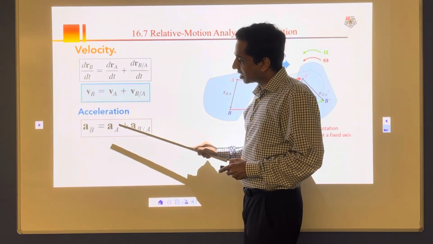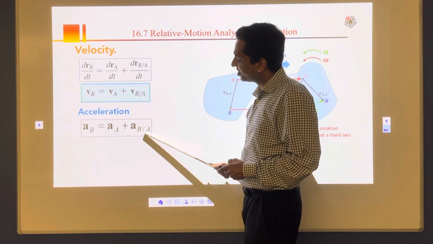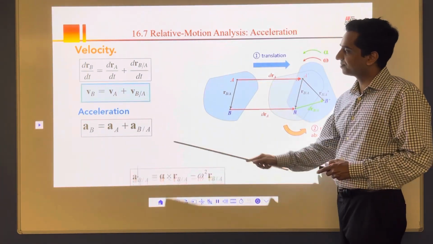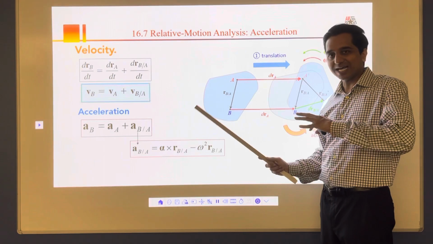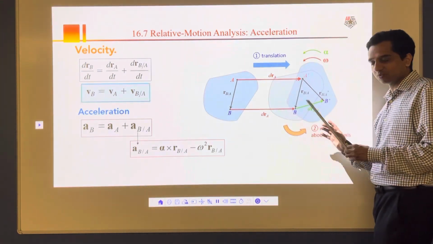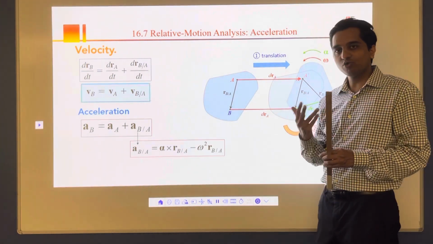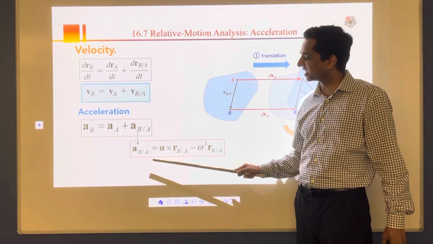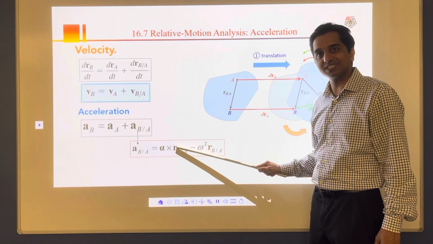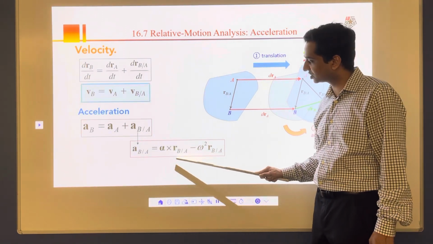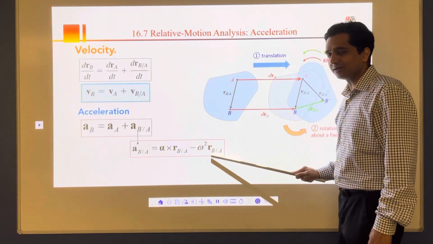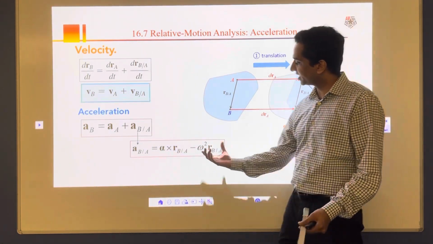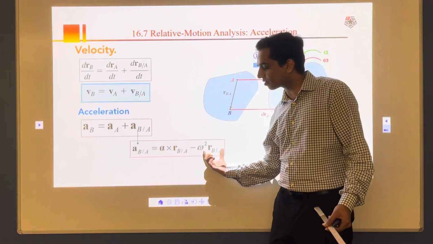Now for this AB by A, that's acceleration of B with respect to A. I can rewrite this one. Now as it is a rotation, this point B is rotating. We have two accelerations here, normal and tangential components. So here this AB by A, I can rewrite it as alpha R, which I can look at as a tangential acceleration, and omega square R, which is a normal acceleration. This is tangential, this is normal acceleration.